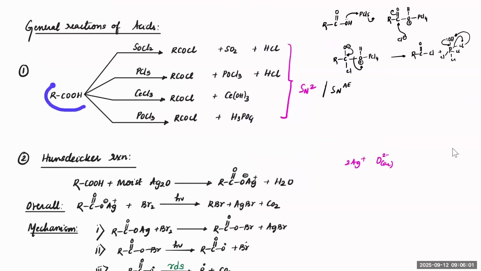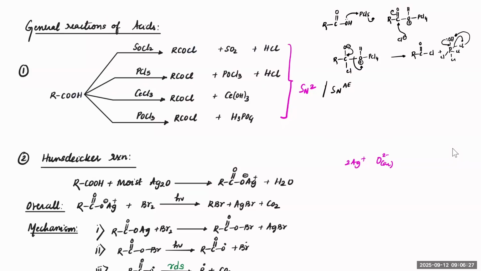What is the general reaction of acids to get acid chlorides? You react with SOCl2, PCl5, POCl3. These were all the reactions we used in alcohols to convert them into alkyl halides. So that means you remove the OH group here and get a halogen group there. This reaction is also happening via SN2.